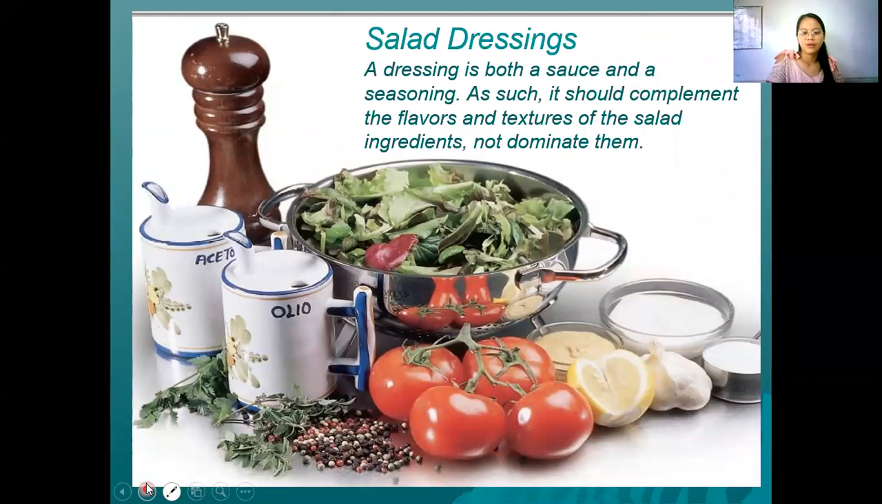Okay, so we have mentioned already this salad dressing. So it is also a seasoning. As such, it could complement the flavors and texture of salad ingredients, but does not and should not dominate them. Okay.